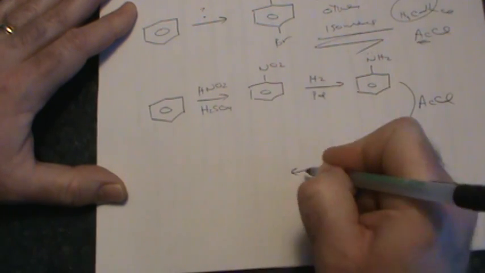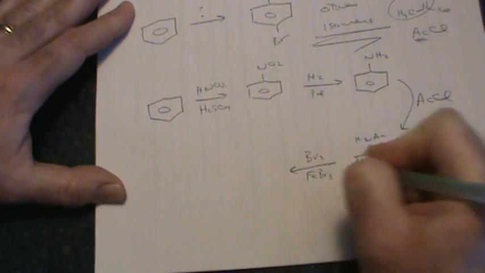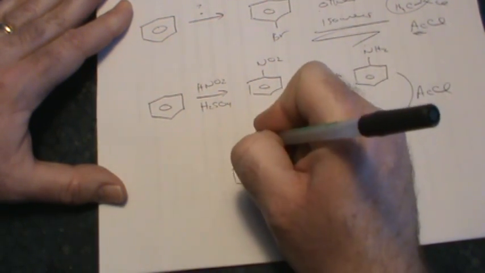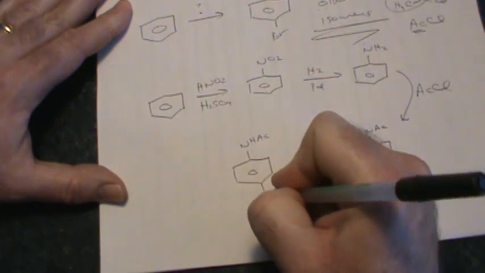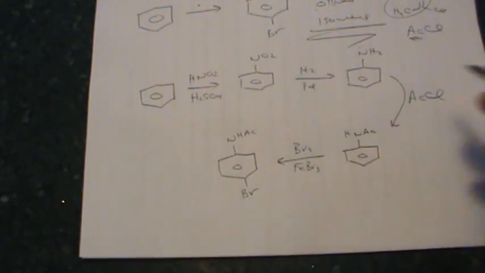So if I were to brominate at this stage right here, I would get predominantly the para product. Would this be 100% free of the ortho isomer? Probably not. Almost certainly not. But it's going to be almost free of the ortho isomer. The ortho isomer would only be formed as a minor product. The para site is so much more accessible in the presence of this large amide.